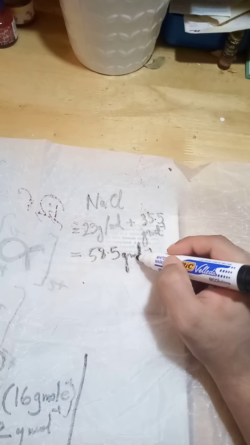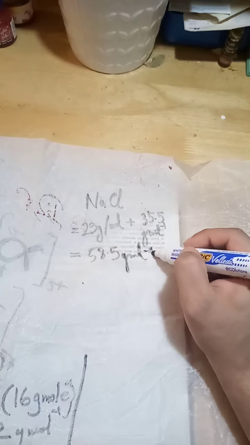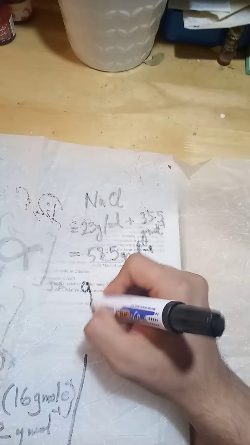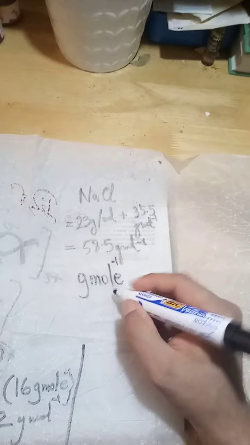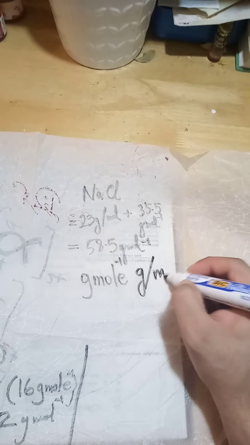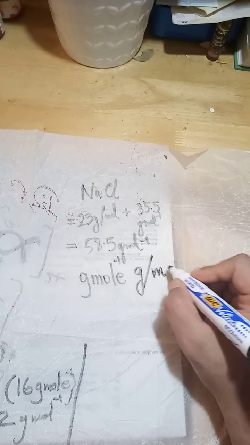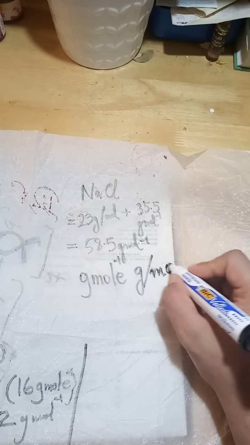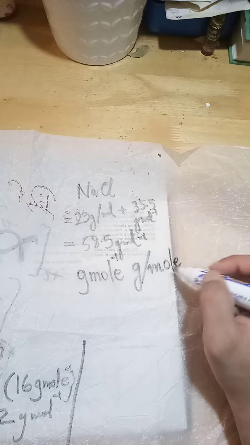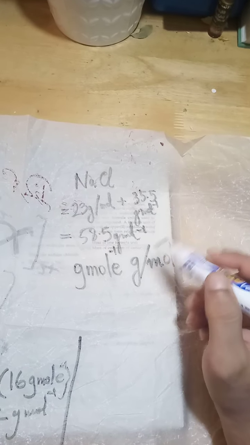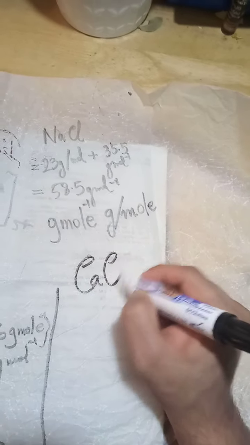grams per mole, g mol inverse minus 1. So I write grams per mole as this. Now, you are more than welcome to write it as grams per mole, but I write it as inverse because it's easier and there's no need for this. The second one I'd like to do is calcium chloride, calcium 2 chloride.